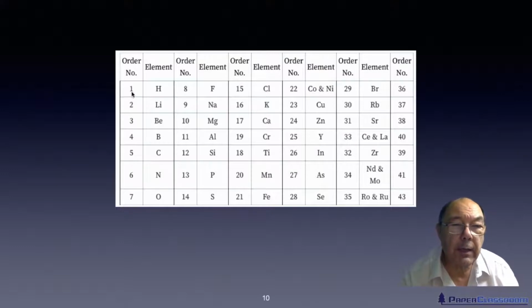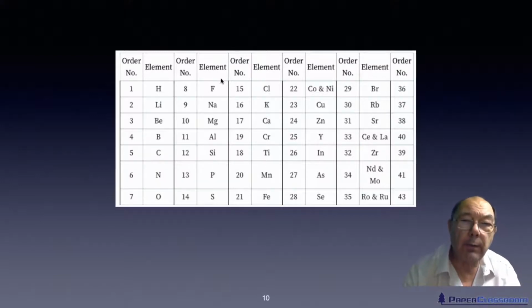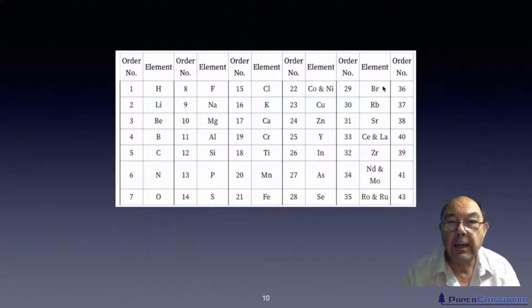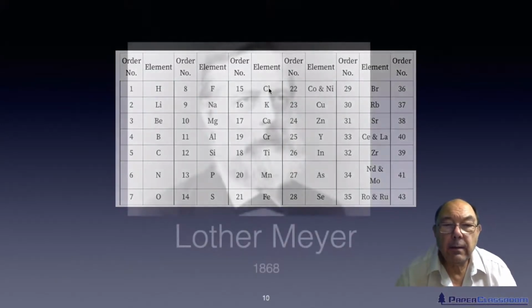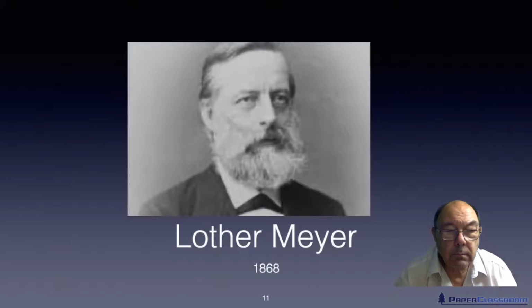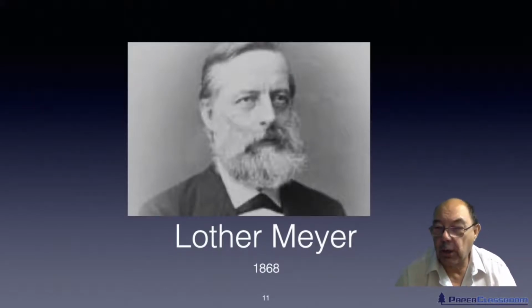So coming down here, 1, 2, 3, 4, 5, 6, 7, 8. 1, 2, 3, 4, 5, 6, 7, 8. So he said fluorine in a way was similar to hydrogen, chlorine was similar to fluorine. Here we have bromine was similar to chlorine, etc. So this became the order of 8 rather than order of 16. So he was talking about the octet rule.